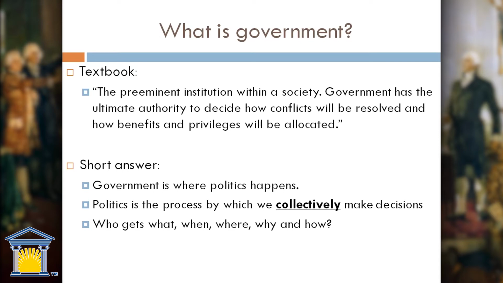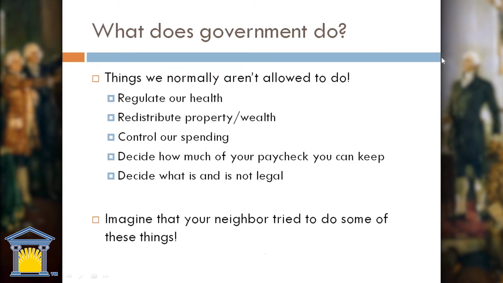Well, the government did, right? Or rather, we, the American people, did so through the process of politics in the institutional setting that the government provided, all right? So, bottom line, government is the institutional setting where politics happens, and politics is the process by which we collectively make decisions about who gets what, when, where, why, and how, right?